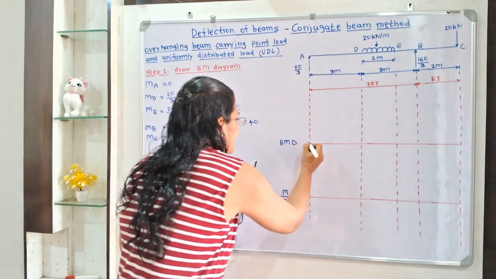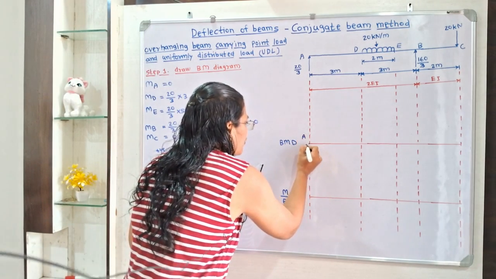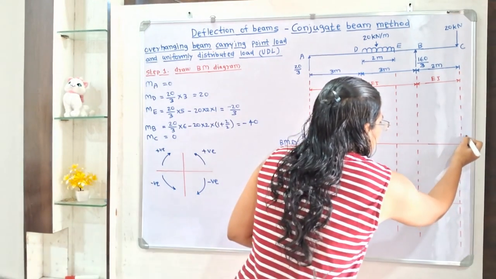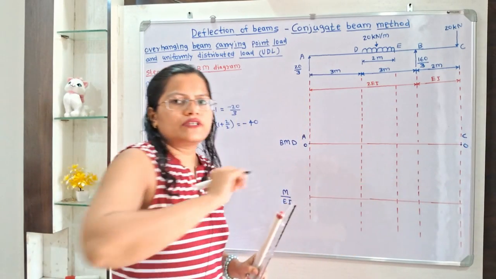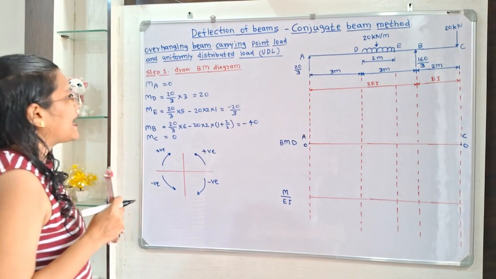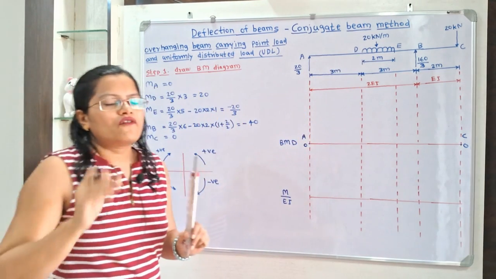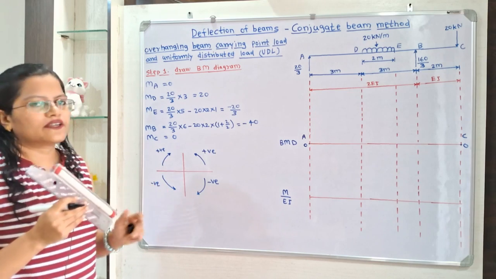Now at point A we will show the value of bending moment is equal to 0, and at this point C also we will show the value is 0. Now how to calculate the bending moment at point D? For that we will use this sign convention.